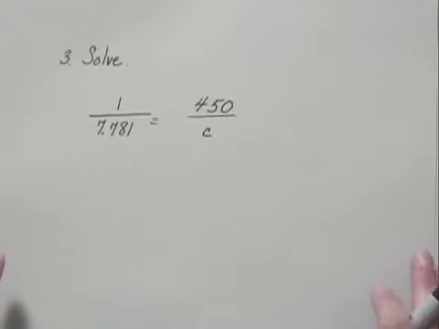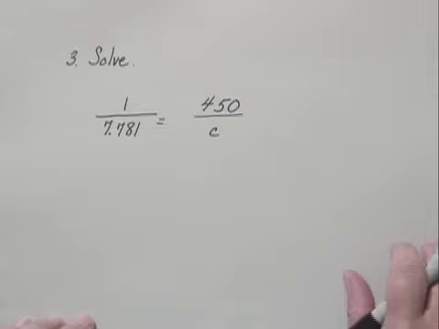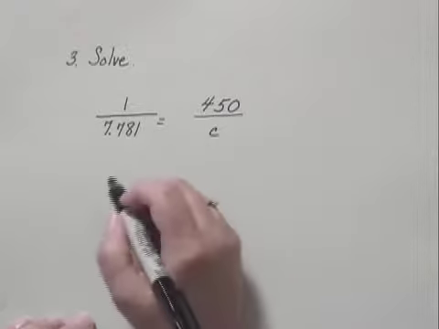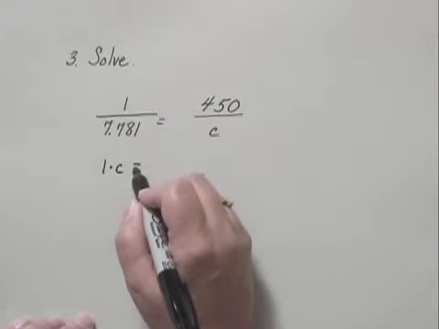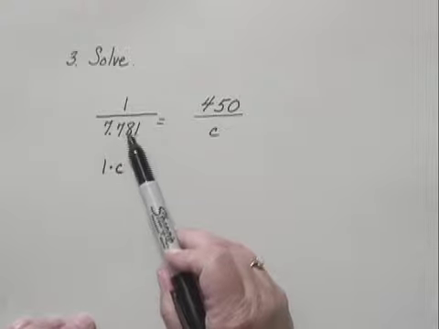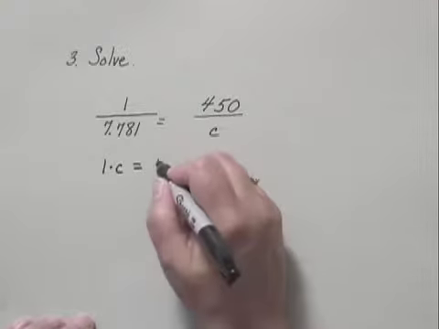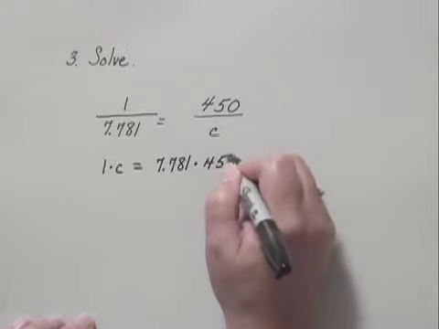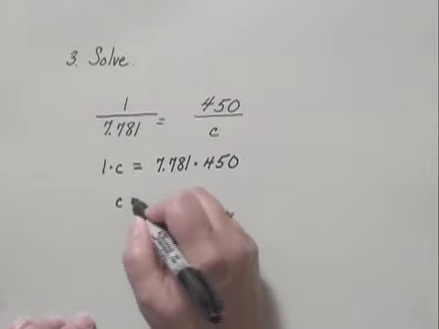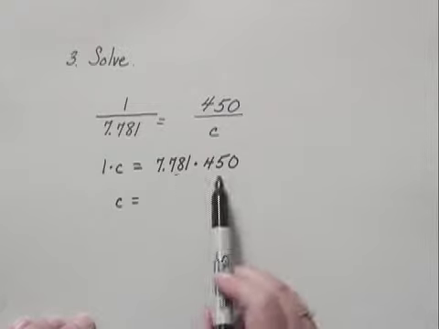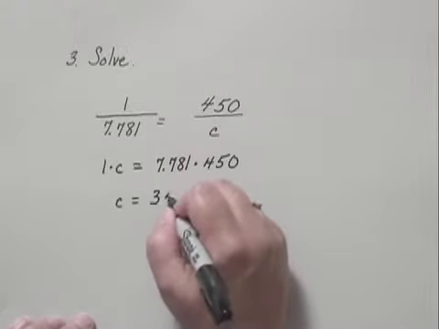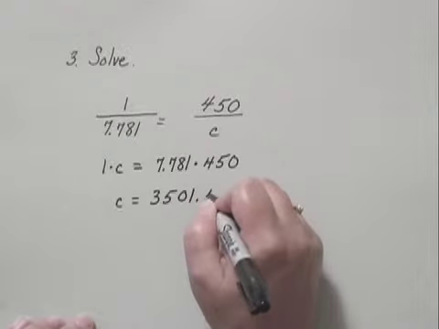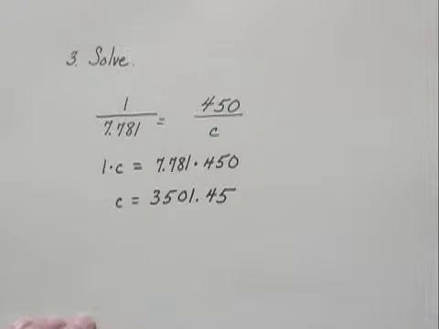We can solve by equating cross products. We have 1 times C equals 7.781 times 450. One times C is C. 7.781 times 450 is 3,501.45. So we have a possible solution, and we move to step 4, which is to check our answer.